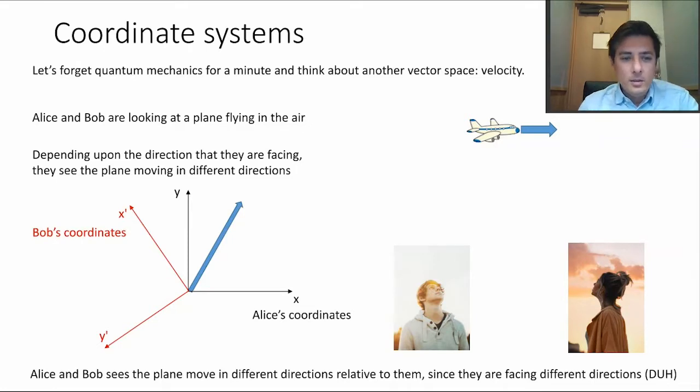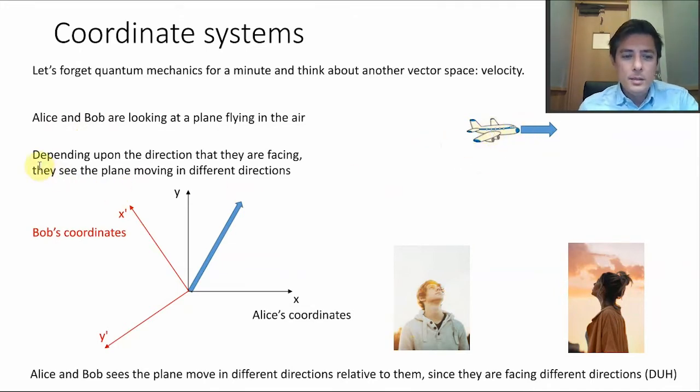Just to illustrate this, let's look at a simple example. Here's Alice and here's Bob. Often in quantum information, we have these two people, Alice and Bob, and sometimes it becomes Charlie and Dave and so forth. The most important thing is probably that their names begin with A and B. So we have Alice and Bob, two people looking at a plane that's flying in the air, in some direction with some velocity.